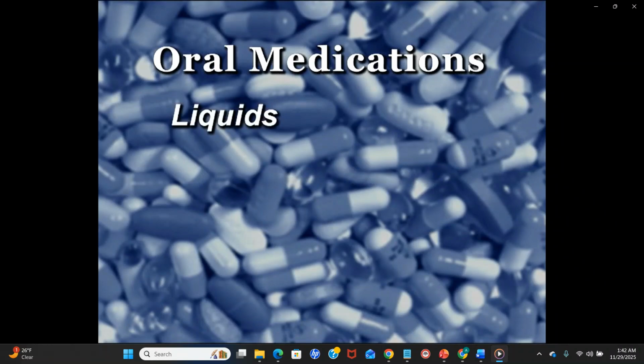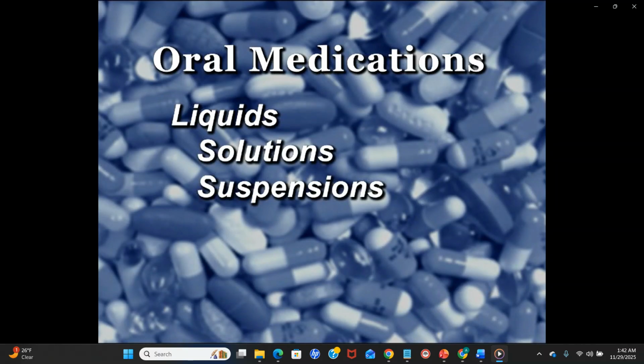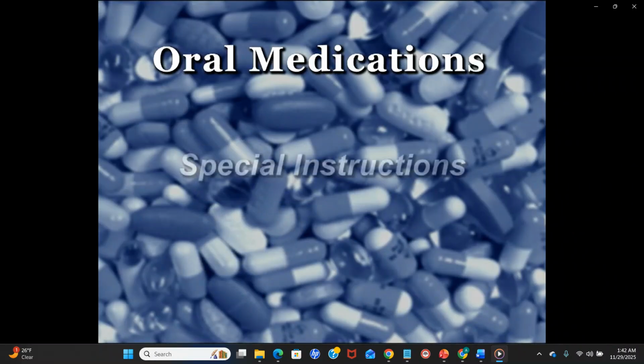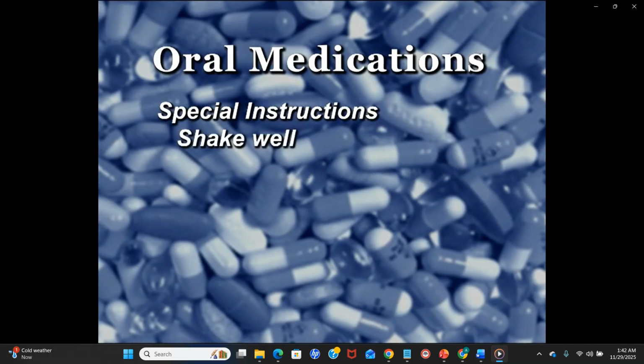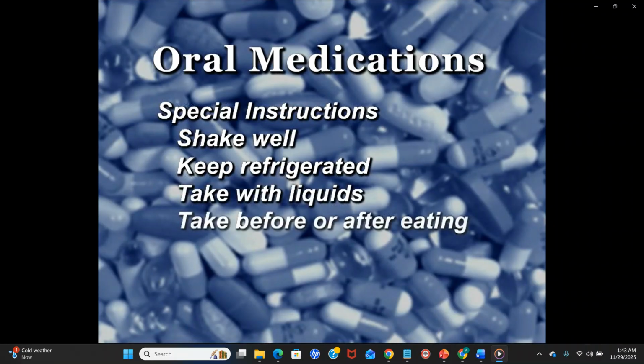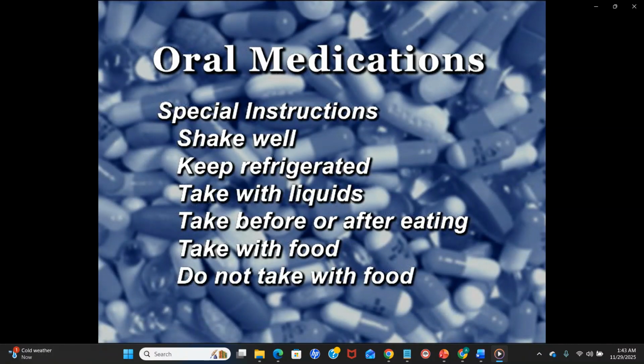Liquid medications also come in various forms. They can be solutions, suspensions, syrups, and elixirs. Many medications have special instructions in addition to the dose, time, and route. These instructions are listed on the label and on the MAR. Some examples of these are: shake well, keep refrigerated, take with liquids, take before or after eating, take with food, or do not take with certain foods.